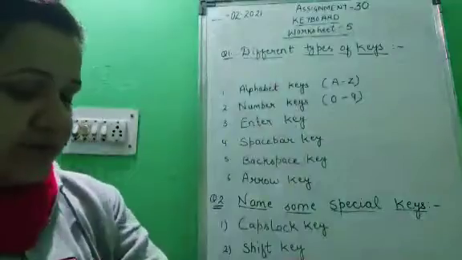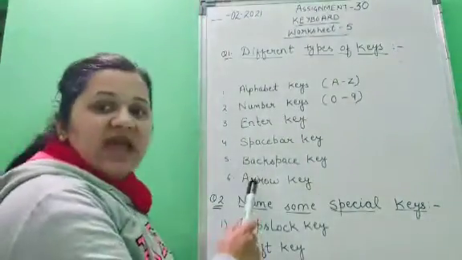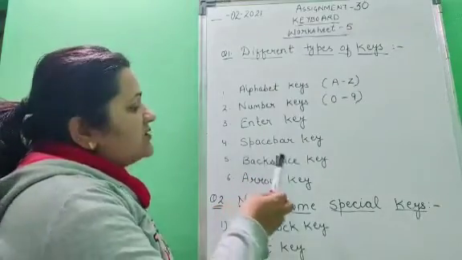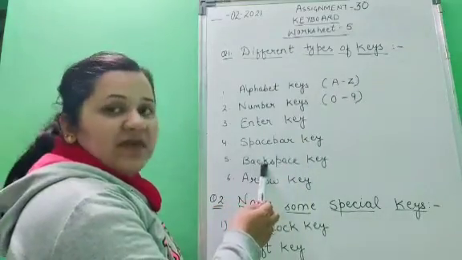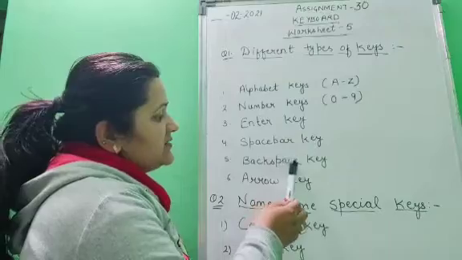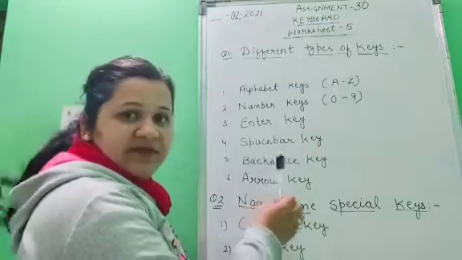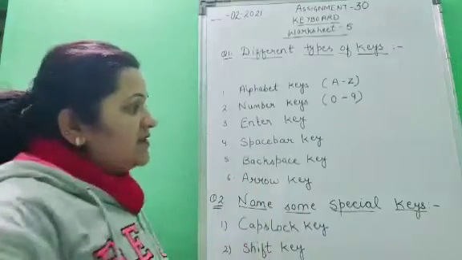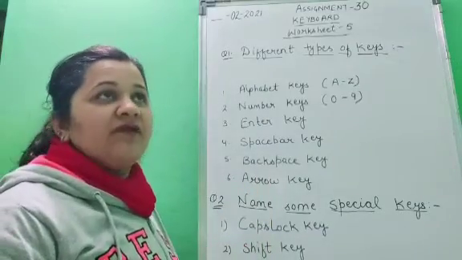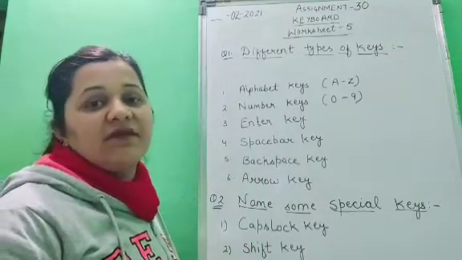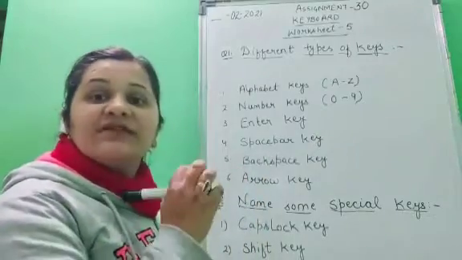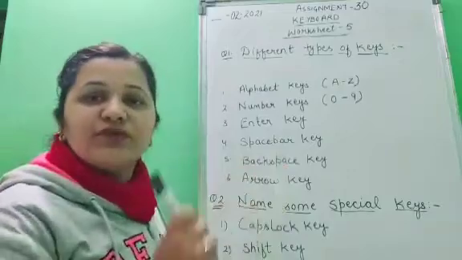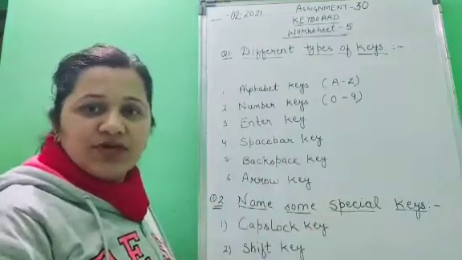Now, next is arrow key. Next is backspace key. B-A-C-K, back. S-P-A-C-E, space, backspace, K-E-Y, key, backspace key. Now backspace key is used for what? If we have done something wrong, if we have typed something wrong on the computer screen, then we use the backspace key. It works like an eraser. So children, the backspace key is used to erase what we have typed on the computer screen.